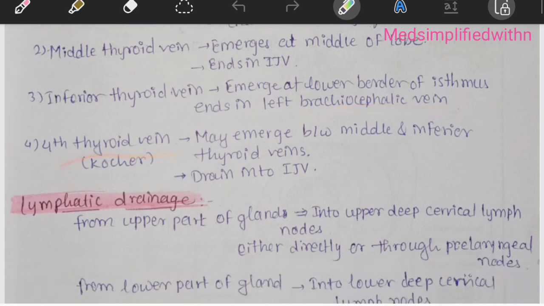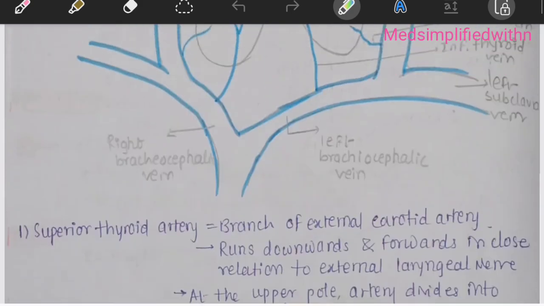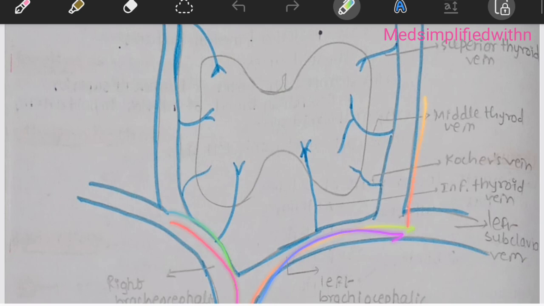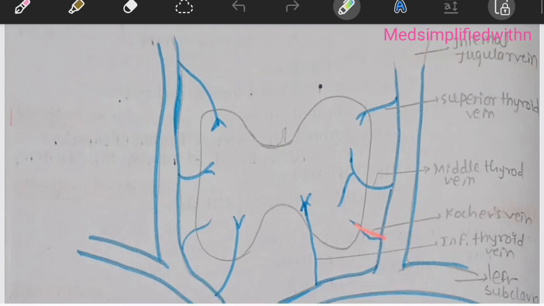And fourth thyroid vein, that is the goiter vein, may emerge between middle and inferior thyroid veins and drains into internal jugular vein. This is the diagram for venous drainage. These are the brachiocephalic veins, left vein and right vein. Here is the branch for this, the goiter vein. This is the inferior thyroid vein, superior thyroid vein, and middle thyroid vein.